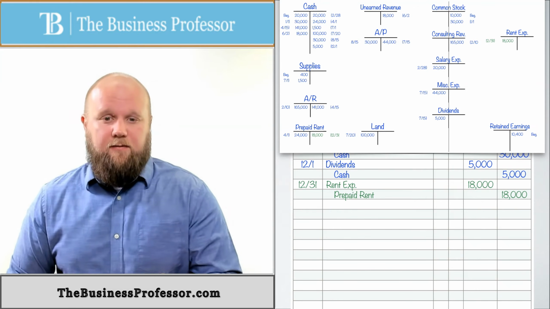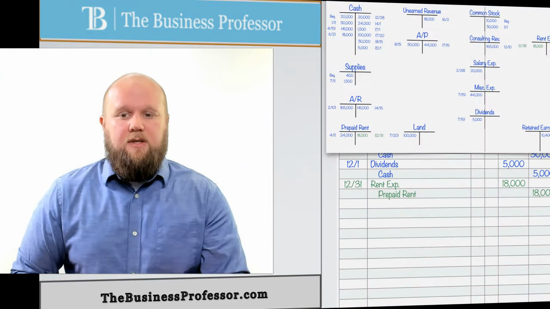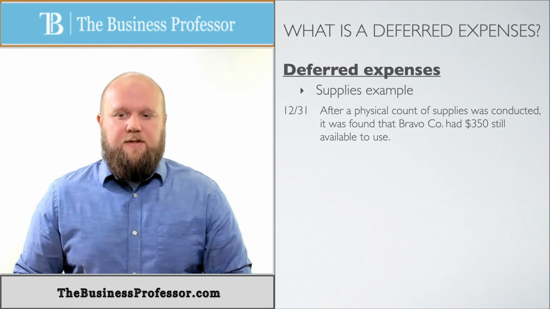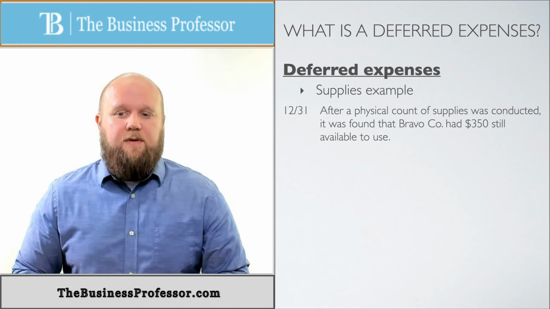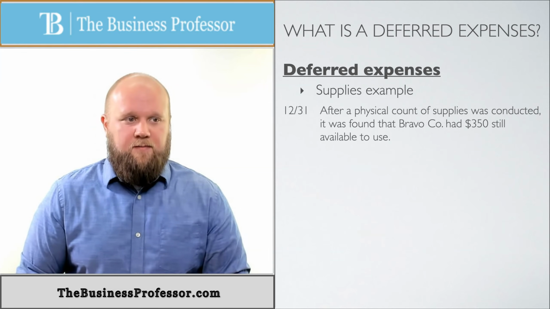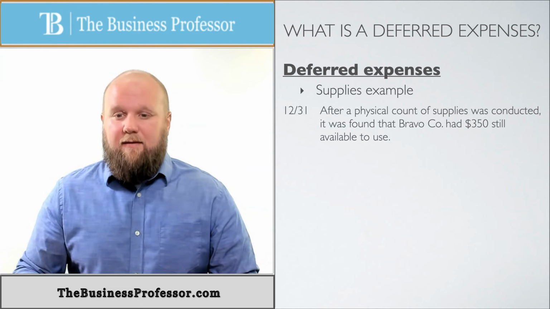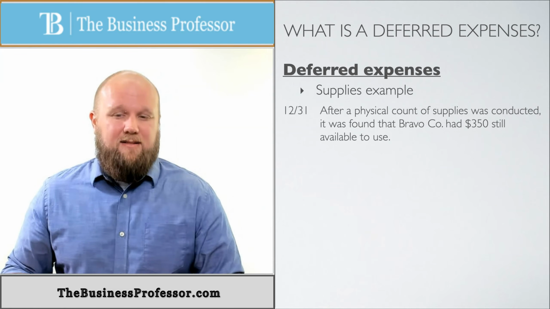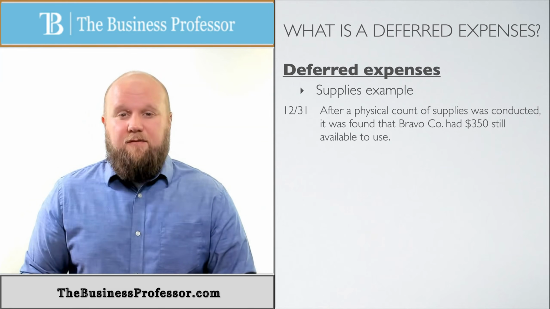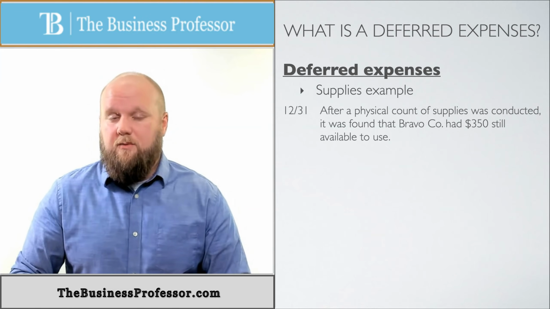We have another type of deferred expense, and I alluded to this earlier in this video, which is the supplies. So let's look at the supplies. It says, after a physical count of supplies was conducted, it was found that Bravo Company had $350 still available to use. So I started with a sum, I added some more, and then by the end of it, after I used all of these, I have $350 still that I can use for the next year. So that's really my ending balance. So we've got to figure out how many we used, because that's what we need to use to expense things. What we use, we expense.